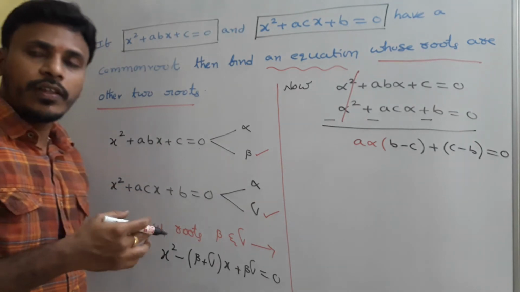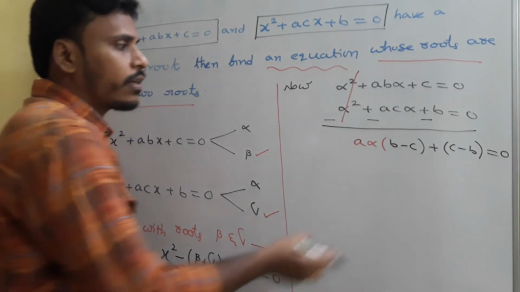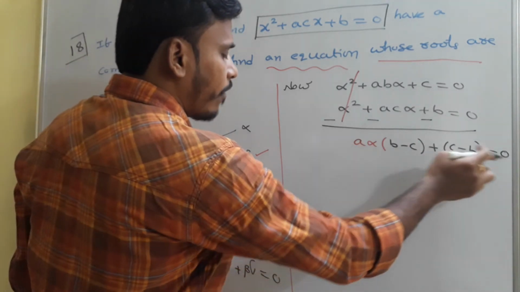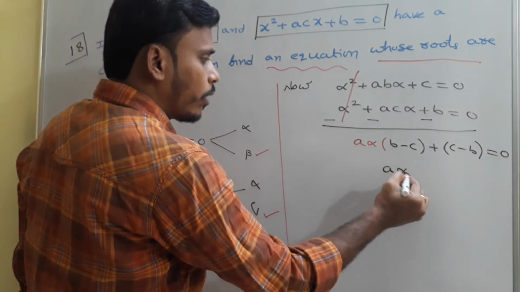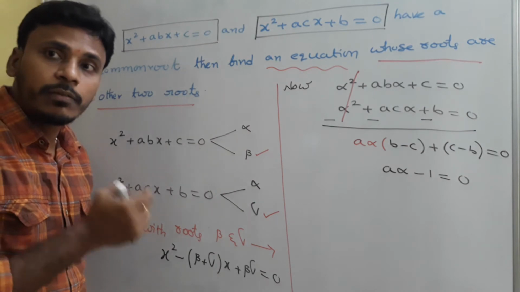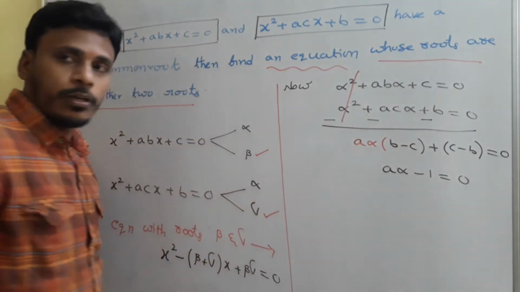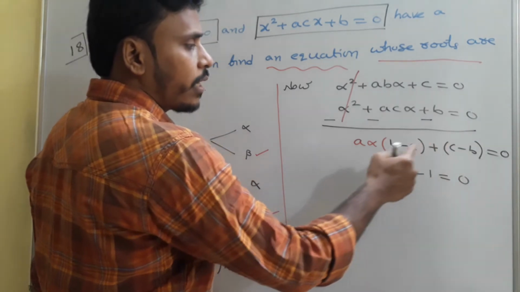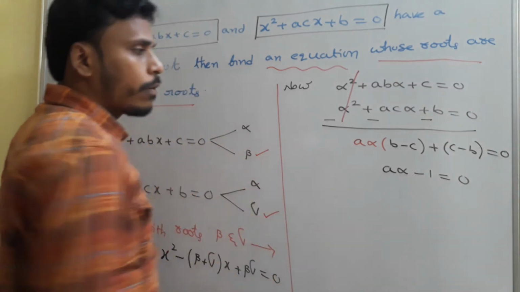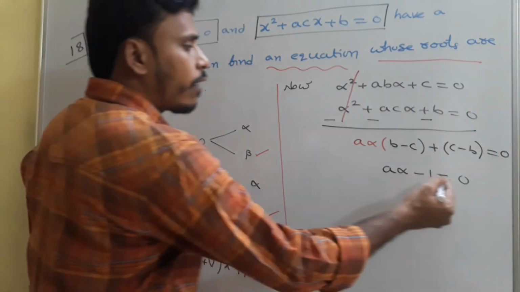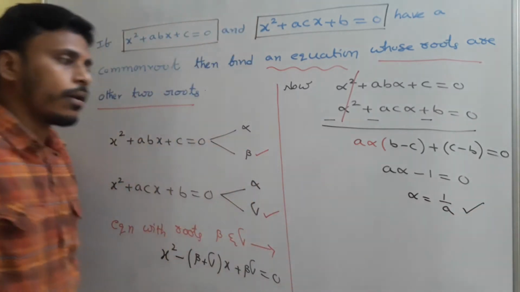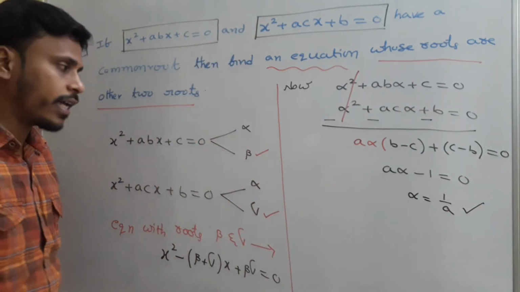See, a, b and c, if you treat them as different, you have a choice to remove that b - c. That means divide everything by b - c, and then you will get a alpha - 1 = 0. I divided by b - c, so the c - b divided by b - c gives minus 1, and 0 divided by b - c is 0, no problem. So a alpha - 1 = 0, and alpha = 1/a. I have alpha as 1/a.